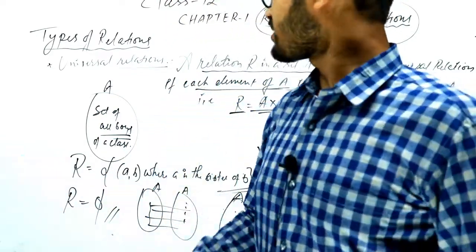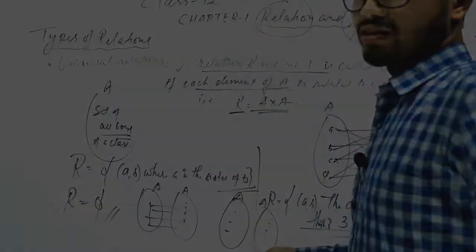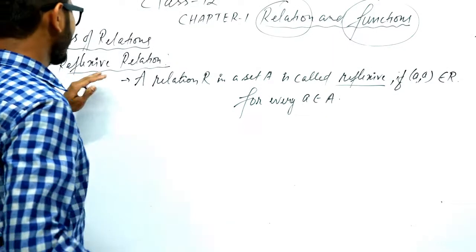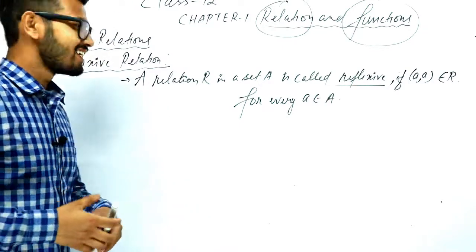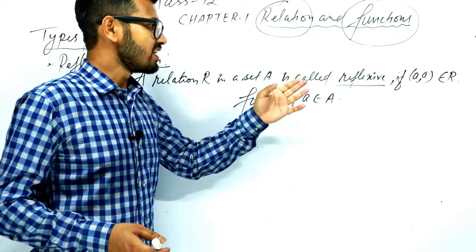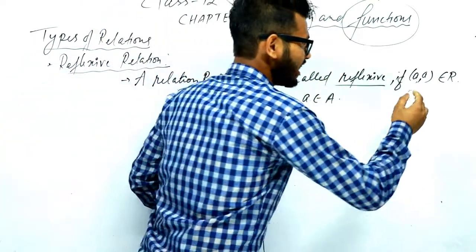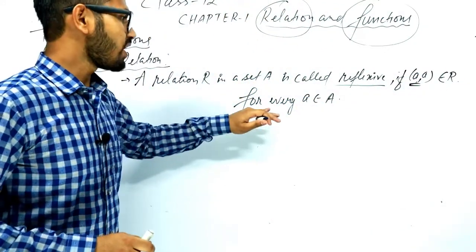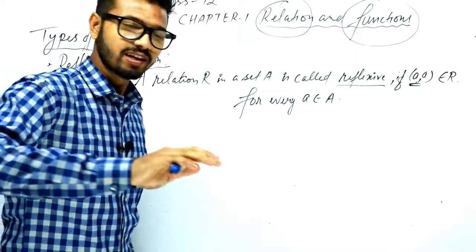Now let us proceed to the next type of relation, that is the reflexive relation. It is one of the most interesting relations, and a very nice one. Reflexive, the name indicates reflect. A relation R in a set A is called reflexive if (a, a), mind it, (a, a) belongs to the relation R for every a belonging to A. I hope it is clear. Now listen.